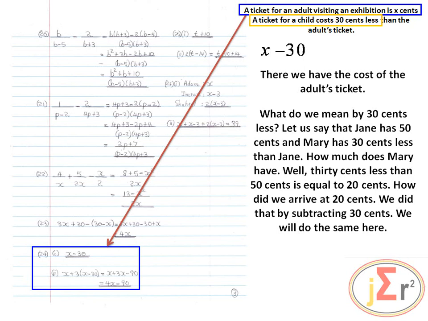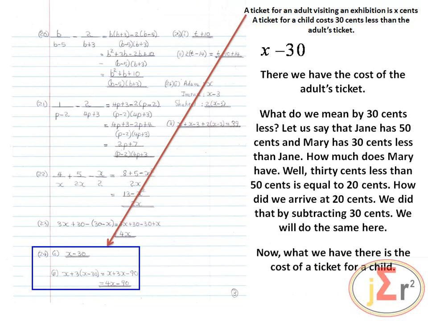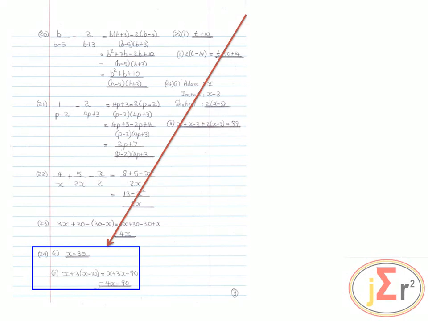So we will do the same there. Not because it is an algebraic expression, then we should treat it differently. Well, we will treat it differently when the circumstance dictates that we do that. But under similar circumstances in mathematics, we do exactly the same thing. Now, what we have there is the cost of a ticket for a child, which is X minus 30, 30 cents less than the adult's ticket.